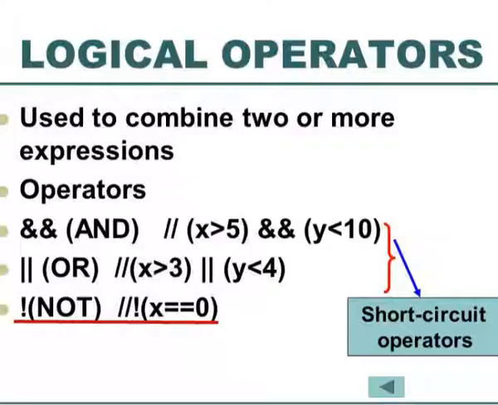Finally, you have this NOT operator, which is nothing but the complement. So, NOT of x equal to 0 means if x is not equal to 0, then you proceed with the statements. So, it is a complementing function, whether it is true or false. So, these are the logical operators available in C++.